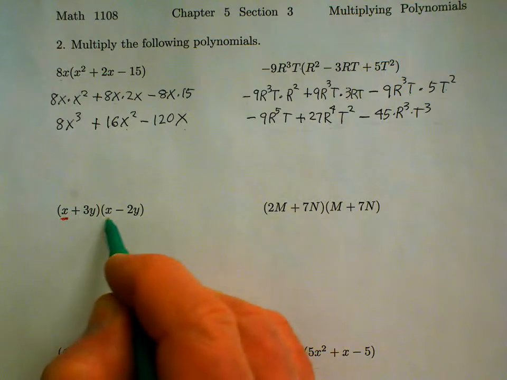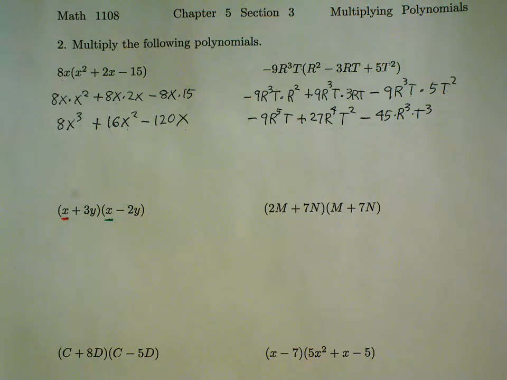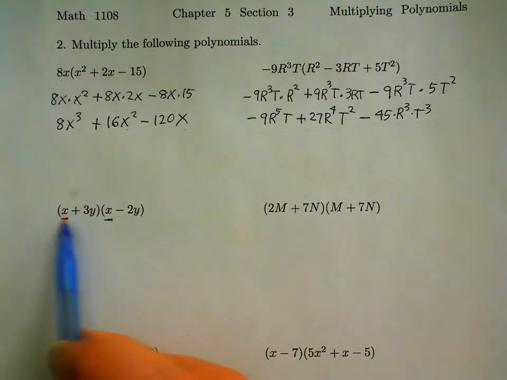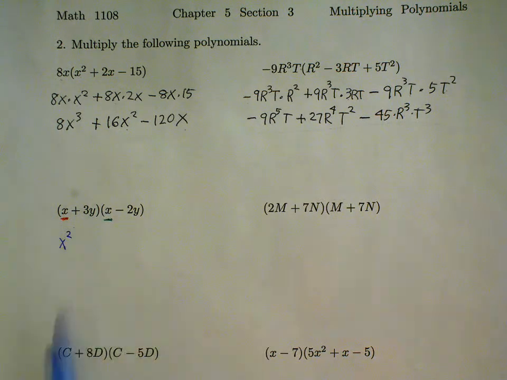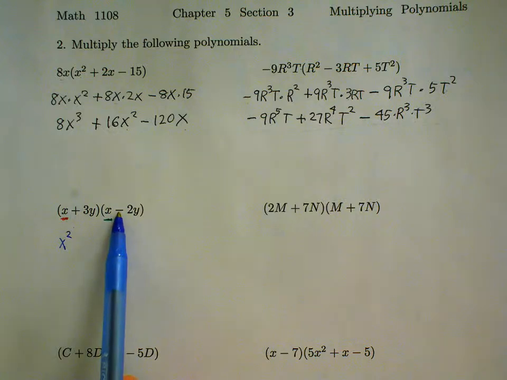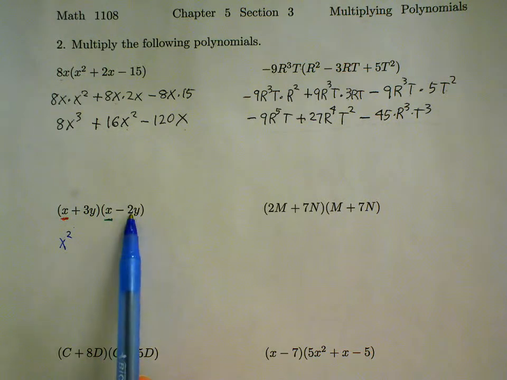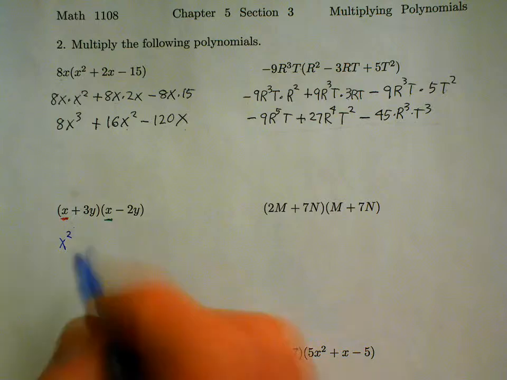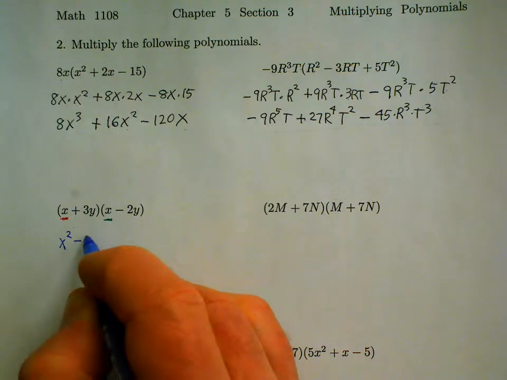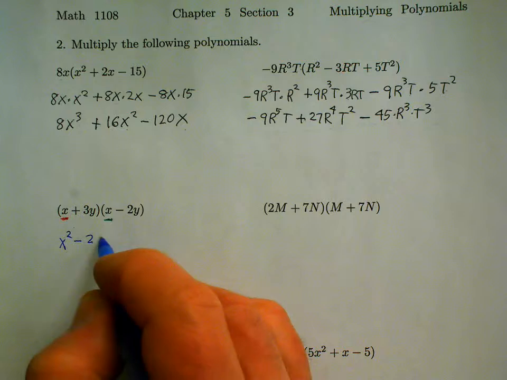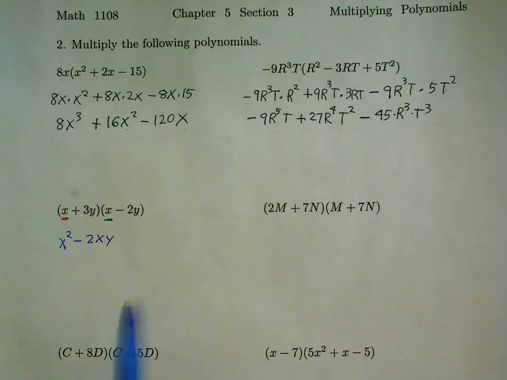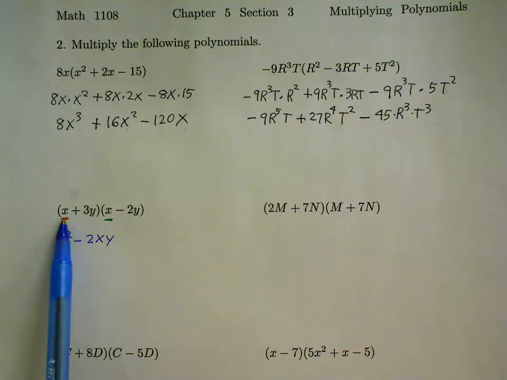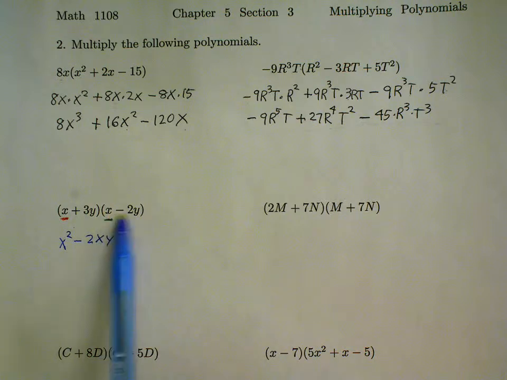So x times x is what I do first. So x times x, I get x to the second. And then I'm going to subtract x times 2y. So minus 2yx or 2xy. Okay, so what I did was I distributed multiplication over the x minus 2y by multiplying each of those terms by x.